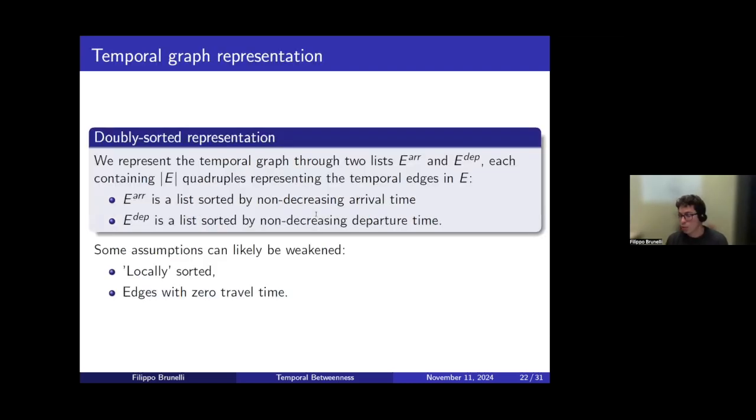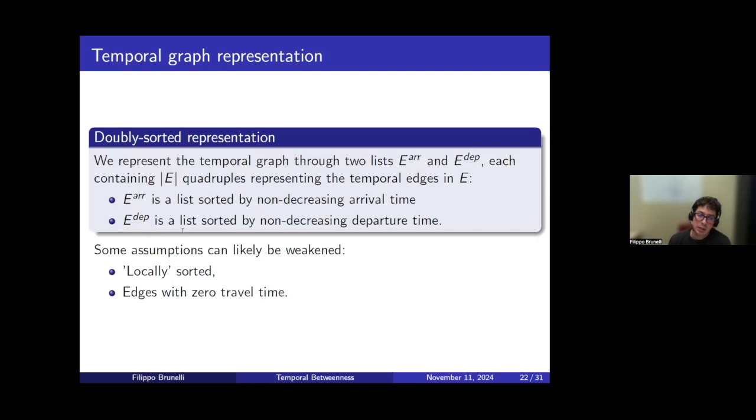So just before moving towards the algorithmic part, I wanted to spend quickly some words about the way that the temporal graph is represented when we take it in input for the algorithm. Basically, what we do is have two lists, ER and EDEP, which are two sorted lists of temporal edges. One is sorted by arrival time and one is sorted by departure time.